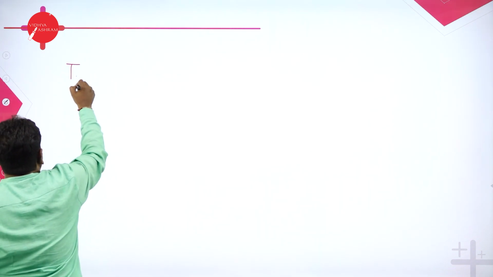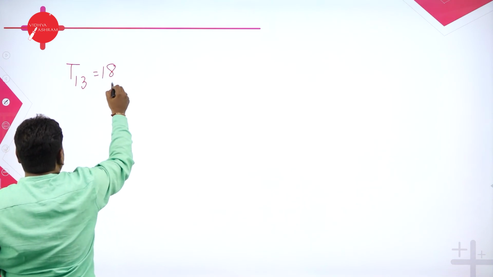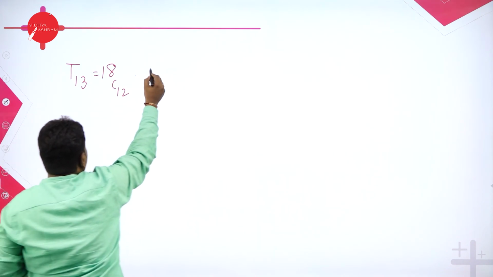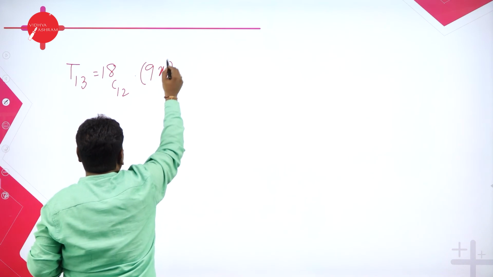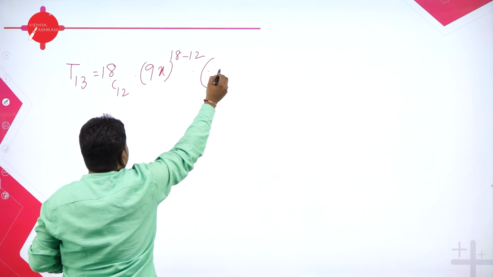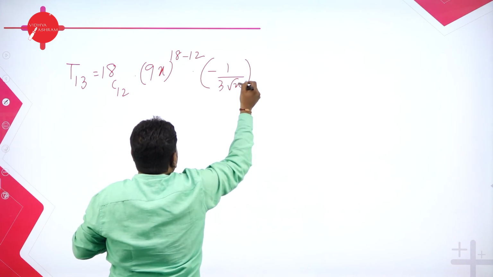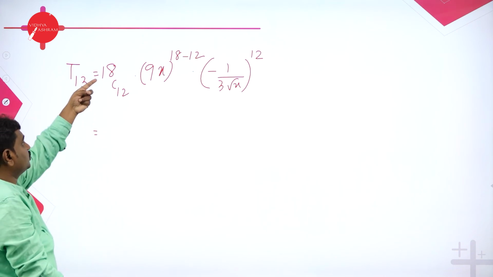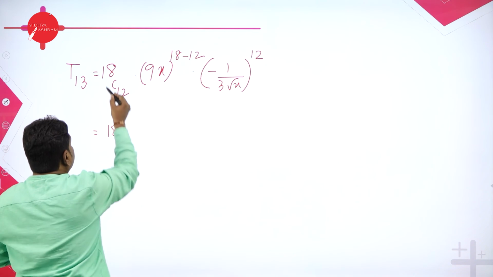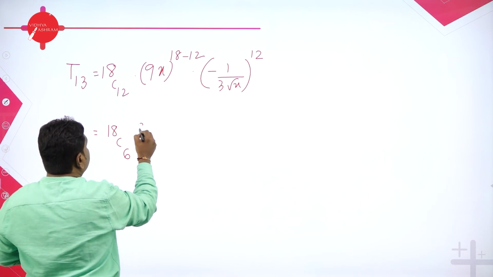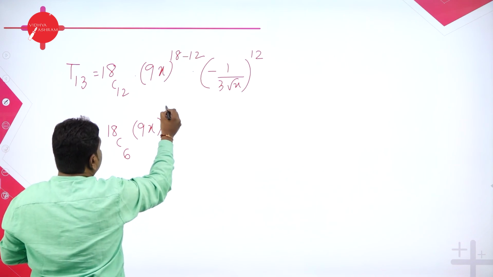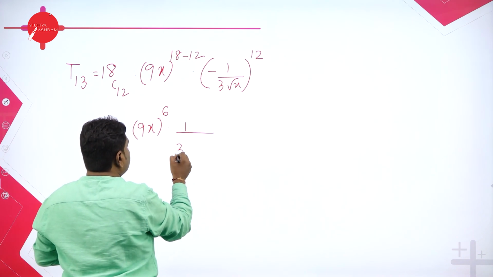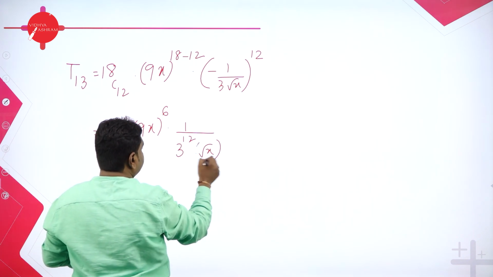So T13 on the LHS, and on the RHS 18C12 into what was left out there: 9x power 18 minus 12, and minus 1 by 3 root x power R, that is 12. 18C12 is the same as 18C 18 minus 12, and 18 minus 12 is 6. 9x power 6. Minus power even becomes plus 1. 1 power 12 is 1. 3 power 12. Root x power 12.